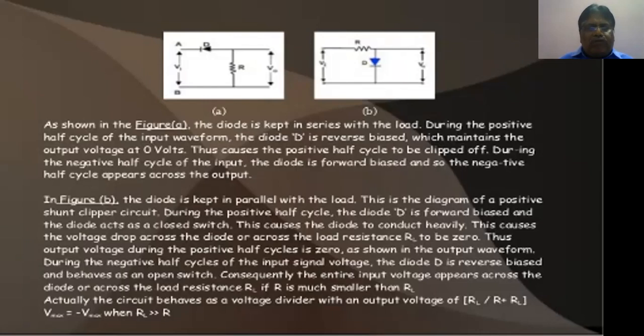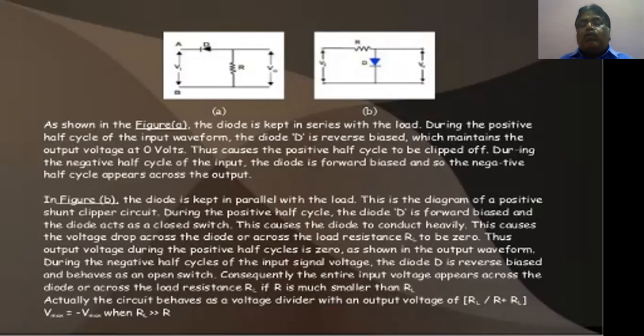During the positive half cycle, the diode D is forward biased and the diode acts as a closed switch. This causes the diode to conduct heavily. This causes the voltage drop across the diode, or across the load resistance RL, to be zero. Thus, the output voltage during the positive half cycle is zero.